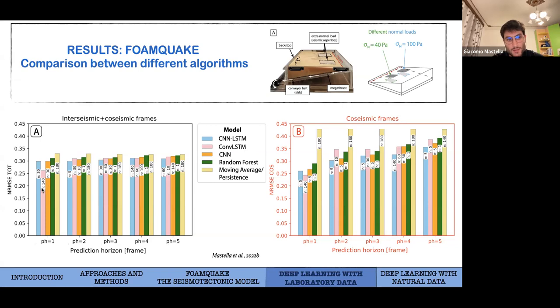We can see that there's not a big difference in terms of prediction abilities when we look at this subplot. All the models perform similarly, even if there's a substantial difference between deep learning architectures and baselines. But these differences become very clear when we focus our attention only on coseismic frames. And especially we can see that the best prediction algorithm seems to be the one in blue, the convolutional LSTM architecture.